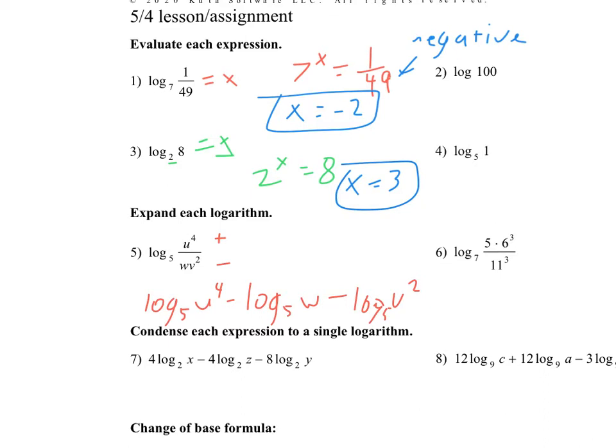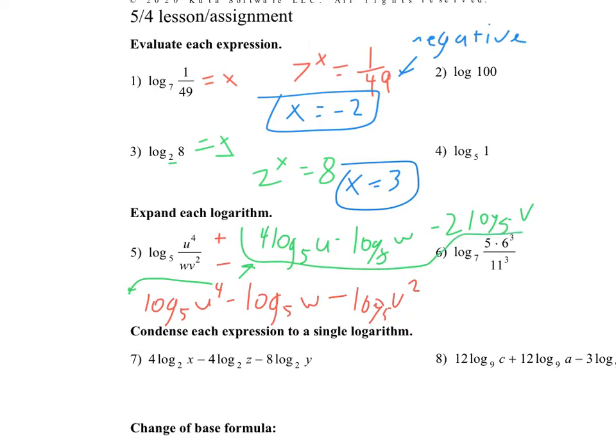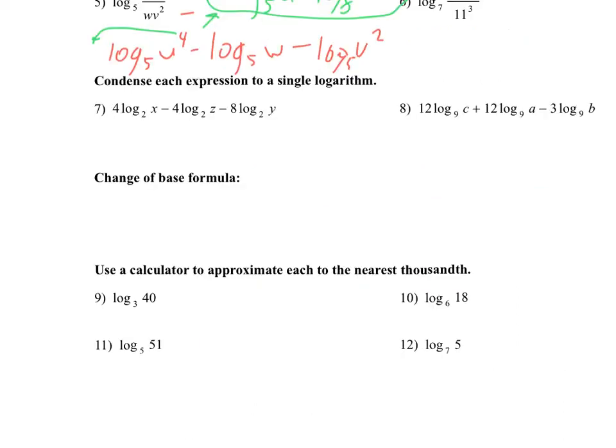However, I need to now move those exponents out to the front. And so I'll do that up here. So our final answer will be 4 times log base 5 of u minus log base 5 of w minus 2 times log base 5 of v. So that'll be my final answer there. So you can see, like I said, everything from the numerator gets its own positive log. Everything from the denominator gets its own negative log.